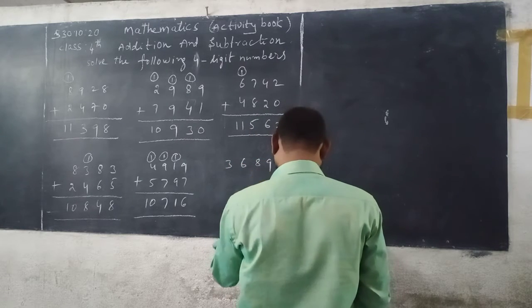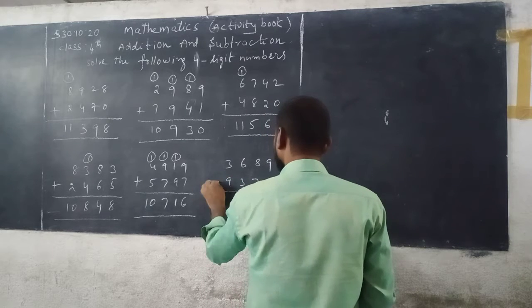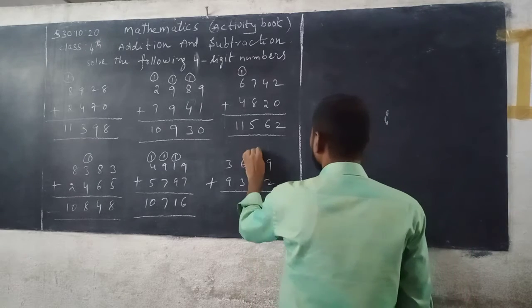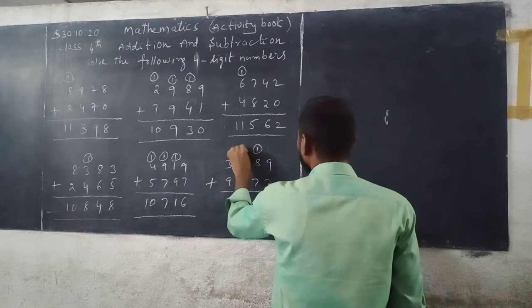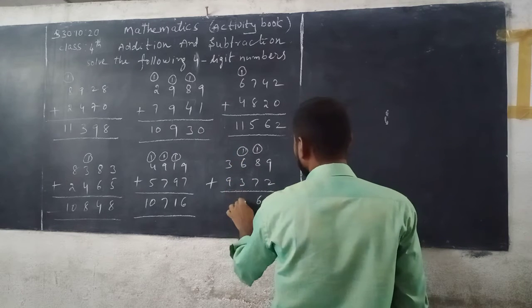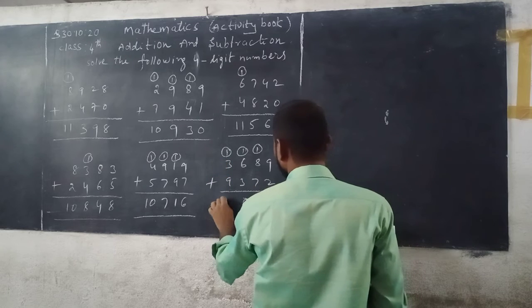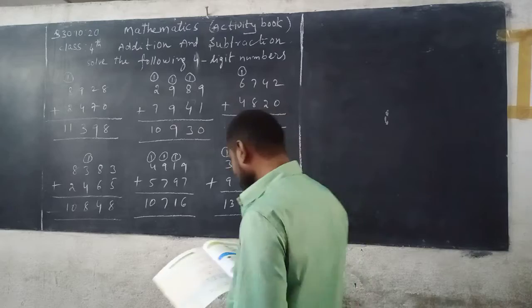Next, 3689, 9372. First we add the digits in ones place. 9 plus 2, 11, 1 taking, 1 carrying. 1 plus 8, 9, 9 plus 7, 16, 6 taking, 1 carrying. 1 plus 6, 7, 7 plus 3, 10, 0 taking, 1 carrying. 1 plus 3, 4, 4 plus 9, 13. So sum is equal to 13,061.